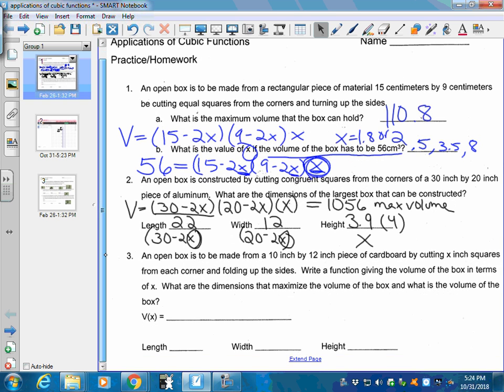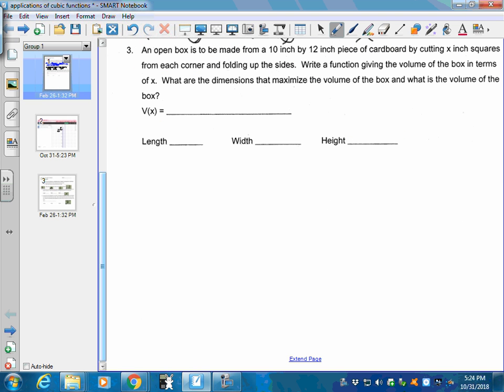Okay, so let's do number 3. Okay, my function is going to be, oh, it's already got the V there, sorry. Okay, we're going to do 10 minus 2x, 12 minus 2x times x. Now when I get my answer here, I get 96. I got a height, I rounded to 2. If you did not, and so then when I plugged it in, I got 6 and 8.